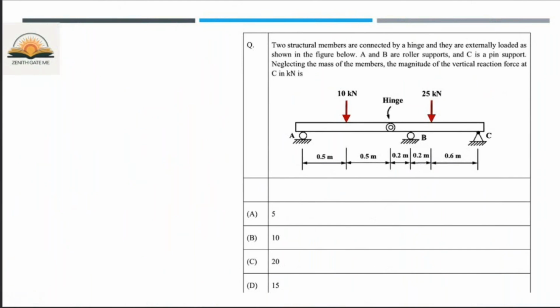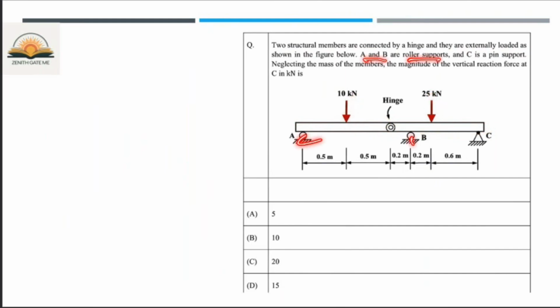So this is also a 2 marks problem. Two structural members are connected by a hinge and they are externally loaded as shown in the figure. So there are two members. For example, this is one member and this is another member. They are joined together through a hinge joint and they are loaded with these particular loads.